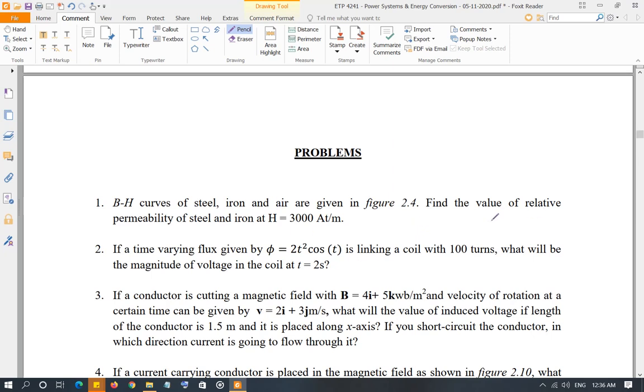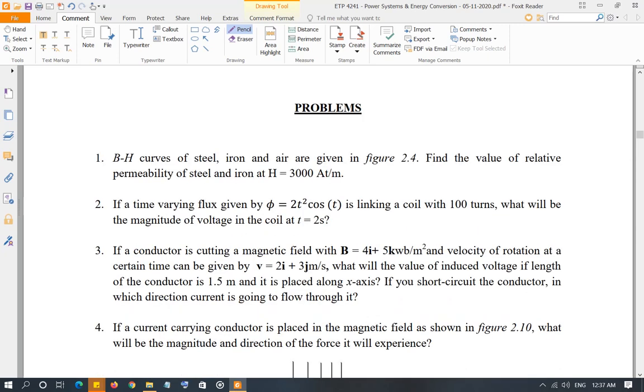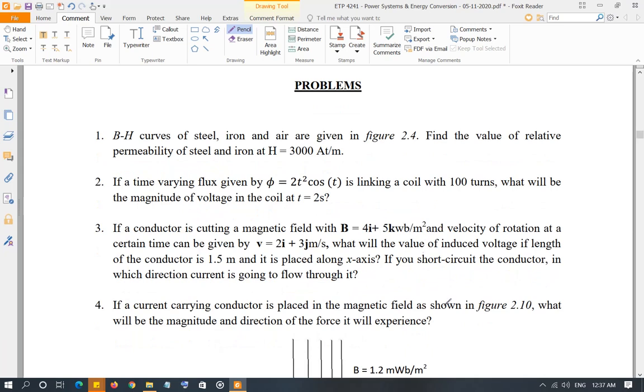the relative permeability of steel and iron. So it will be straightforward once you do it. Likewise, the second is pretty straightforward. You have to apply Faraday's law of electromagnetic induction, N times dφ over dt, to find the magnitude of the induced voltage in the coil.